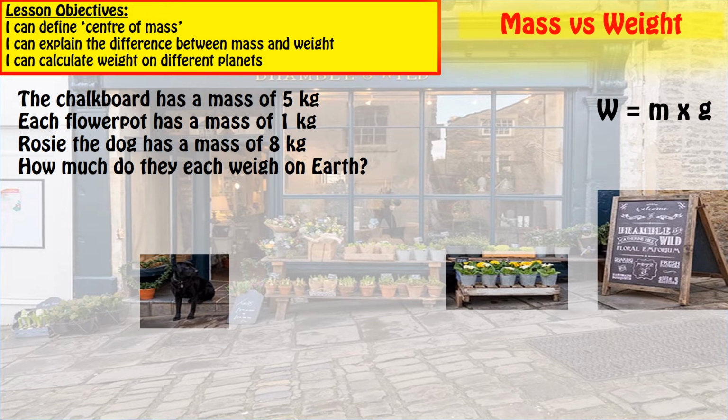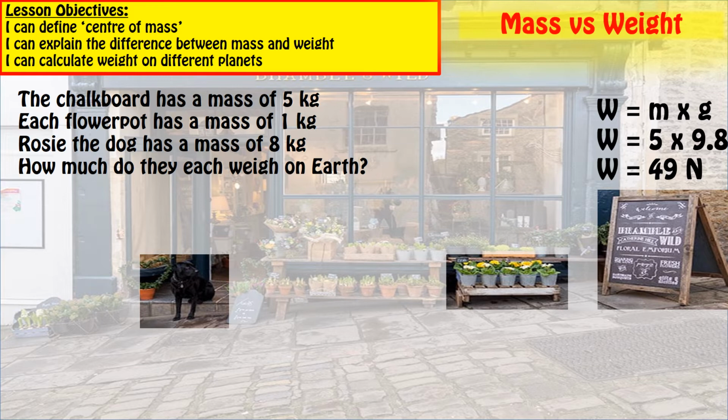So we use the equation W equals m times g. 5 kilogram chalkboard times 9.8, which is the gravitational field strength, and that gives us a weight of 49 newtons. How did you do? Now I do this thing called EMAU, E-M-A-U. E stands for equation, M for method, A for answer, U for unit. Equation, method, answer, unit. And it's really good practice to write out all of your sums in full. So the equation, W equals m times g.